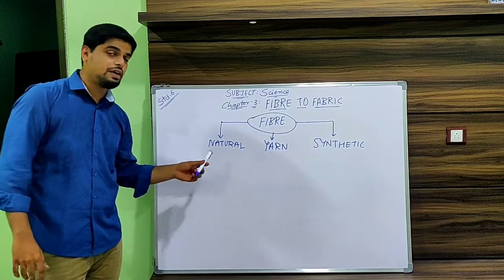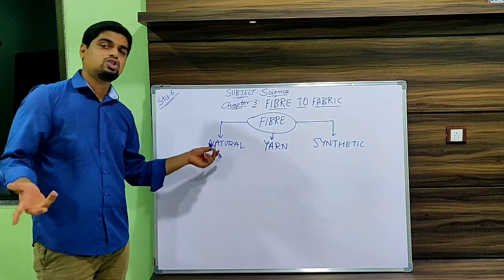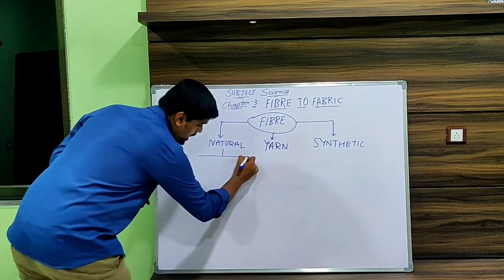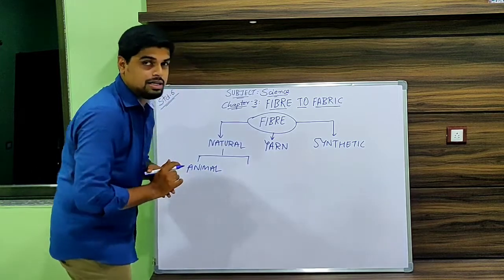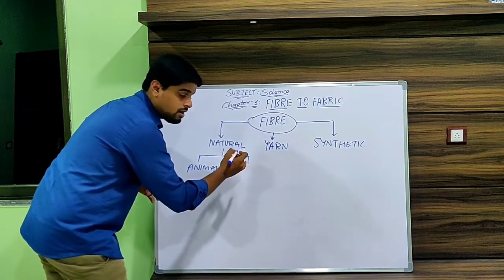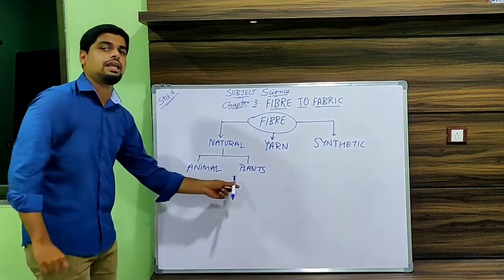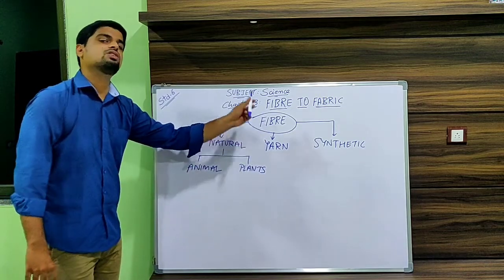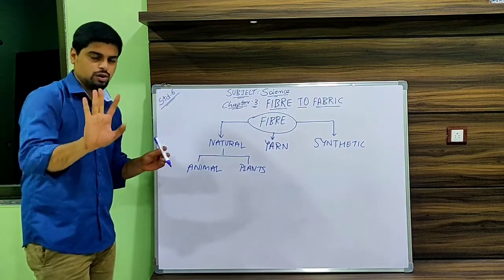So what is a natural fibre? A natural fibre is those fibre which are obtained from natural resources. So what are the natural resources? One is animal. Animal is a natural resource or not? Yes, it is. And another is plants. Plants and animals are the natural resources from which we can get a fibre. Such a fibre is known as natural fibre. We will discuss this in detail in coming videos, so don't worry.